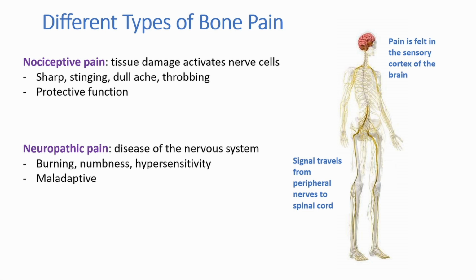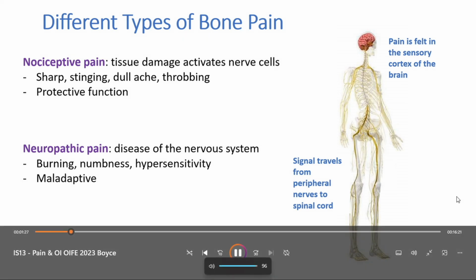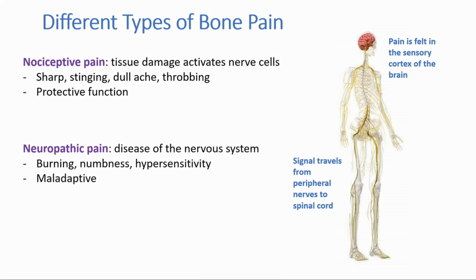So before getting into the specifics of pain types in OI and other disorders, I wanted to briefly review the different types of pain. The most common type of pain we think about when we discuss pain is nociceptive pain. This happens when there's tissue damage in the body, the bone or other tissue, and the signal travels through the peripheral nerves into the spinal cord and then up into the brain where it's perceived as pain. This is a very important type of pain because it serves a protective function for the body, and it can often be perceived as sharp, stinging, dull ache, or throbbing.